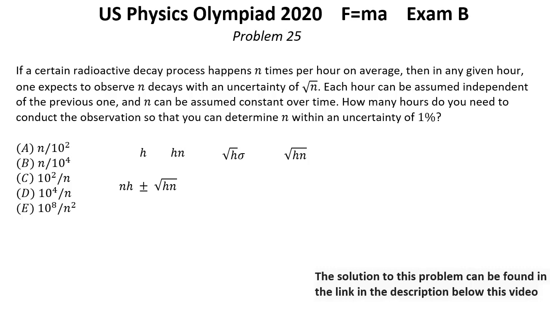In our case, the deviation is 1% of the total number of decays, so square root of hn equals 0.01 hn, and from here we can find that hn equals 10 to the power 4 and h equals 10 to the power 4 over n. This is answer D, and that was the solution for problem number 25.